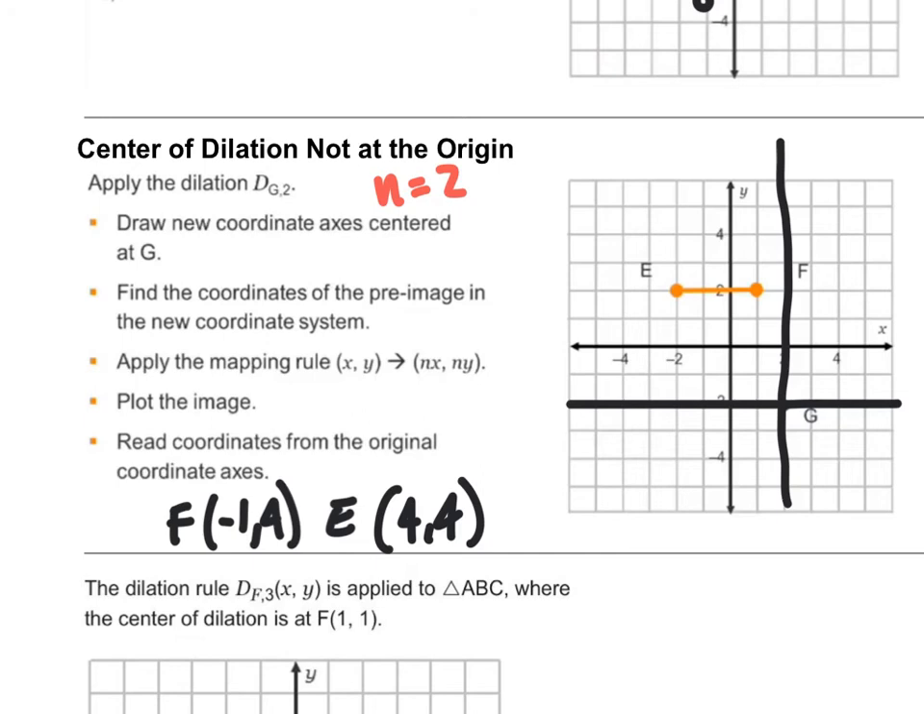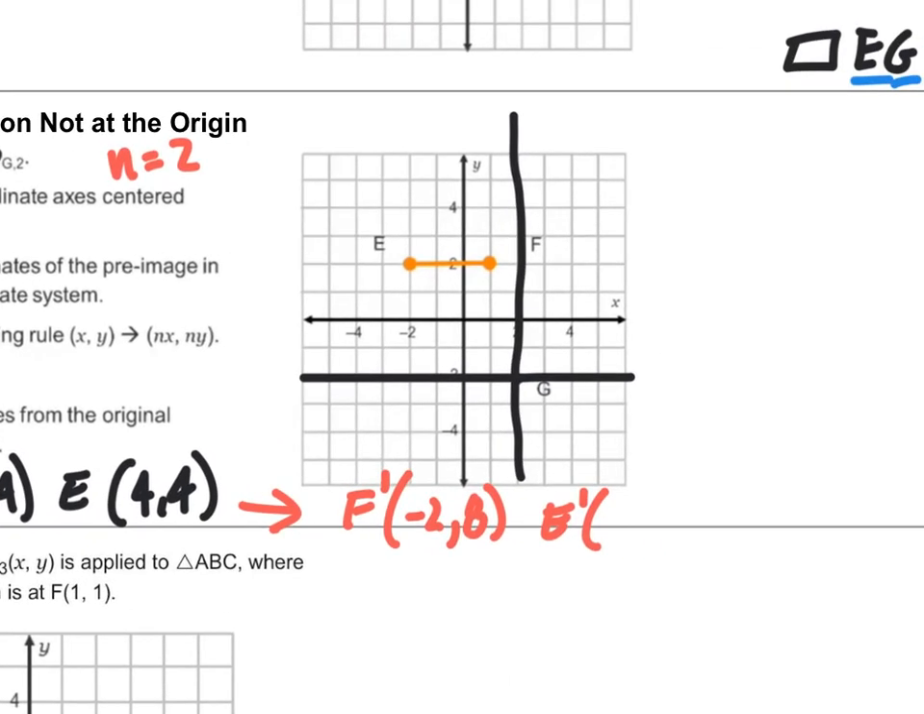So what happens is that f prime is going to be, if I take negative 1 and multiply it by 2, it gives me a value of negative 2. If I take 4 and multiply it by 2, that gives me a value of positive 8. Then if I wanted to do E prime, I would take 4 and 4 and multiply each of those by 2. I'm sorry, this is negative 4, negative 4.